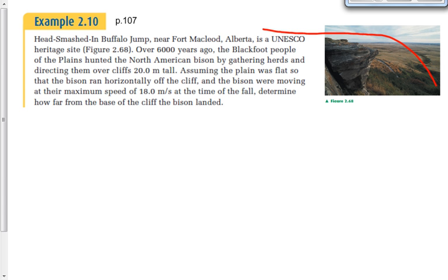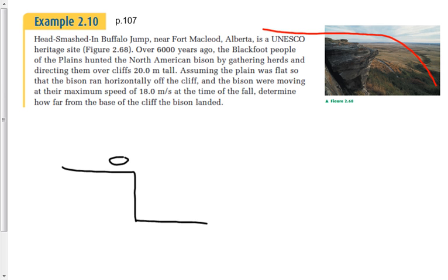What do we do? Well, the first thing we're going to do is draw a picture. Let's draw a simplified picture of the cliff. There's the cliff. Then we'll just draw one bison. He's smiling because he has no idea what's coming. He doesn't know that he's about to run off the edge of the cliff. Hey, this is fun. It's been a while since I've run with 100 of my best friends. This is fun.